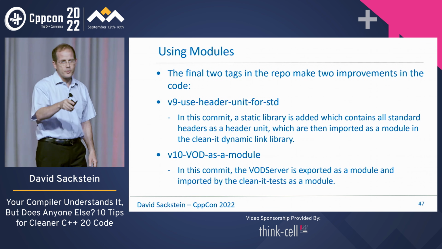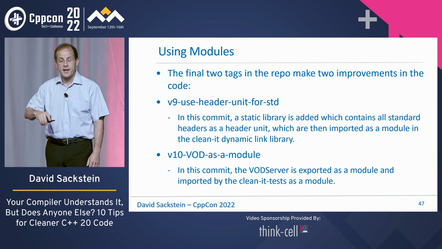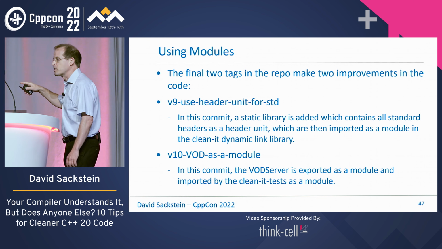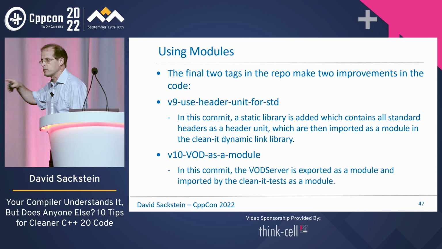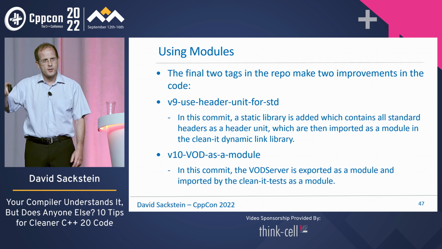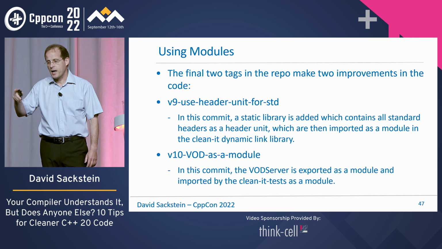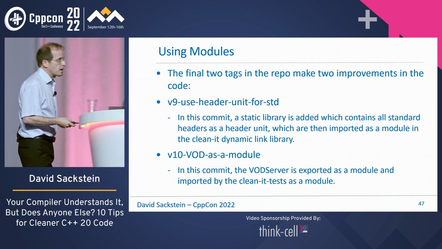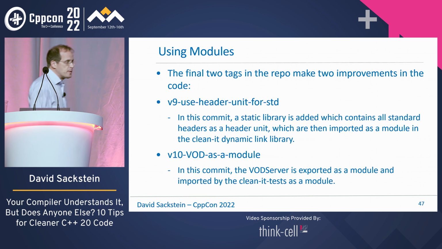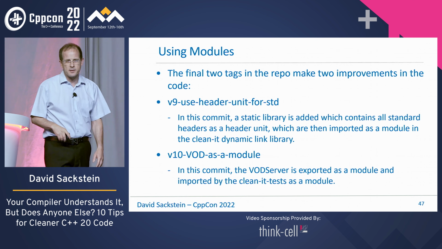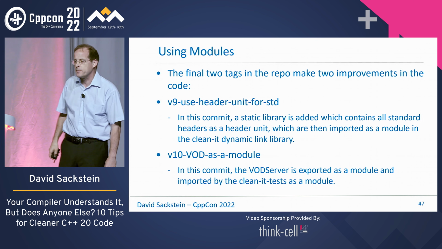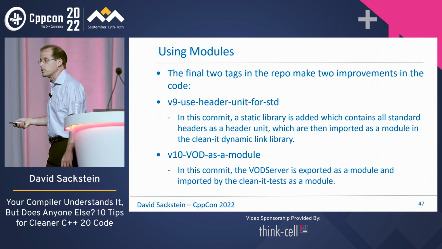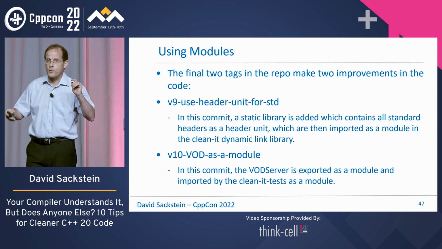Finally, a few notes about modules. And I left this to last. I would like to explain why. I made 2 extra commits in the repo that you might be interested in looking at. One, V9, is to use header units for all of the STD headers that I was using. It does, in fact, speed up compilation times quite a bit, though it's not a very heavy project, so it's difficult to see. And then I actually made the VOD itself as a module, and I made all the changes necessary to make that work.